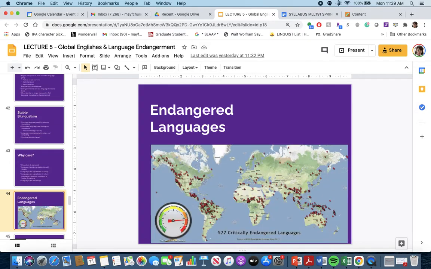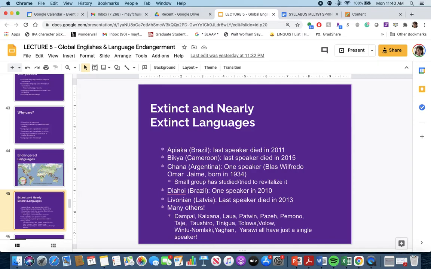So right now, there's 577 critically endangered languages all around the world. And so, what can we do? How can we preserve them? How can we revitalize them? The extinct and nearly extinct languages, these are languages that have died in our recent lifetime. So, from Brazil, Cameroon, Argentina, Latvia, many, many, many others have just one speaker. And again, when the last speaker dies, the language dies with it, and the culture dies with it. And it's really, really sad. Like you should really think about this as a panda.